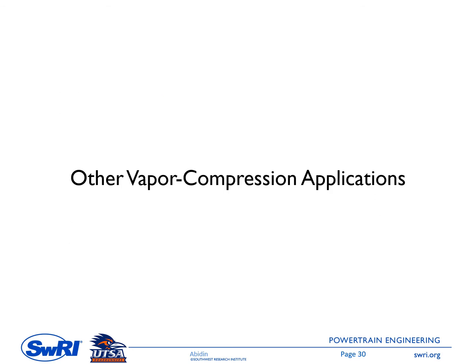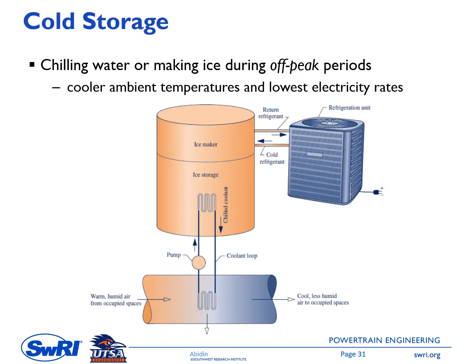We have a look at the vapor compression refrigeration system, and for sure there are other types of vapor compression application, and now we will see on this slide. The first one is what is called a coil storage. So the picture here is showing a simple schematic of coil storage.